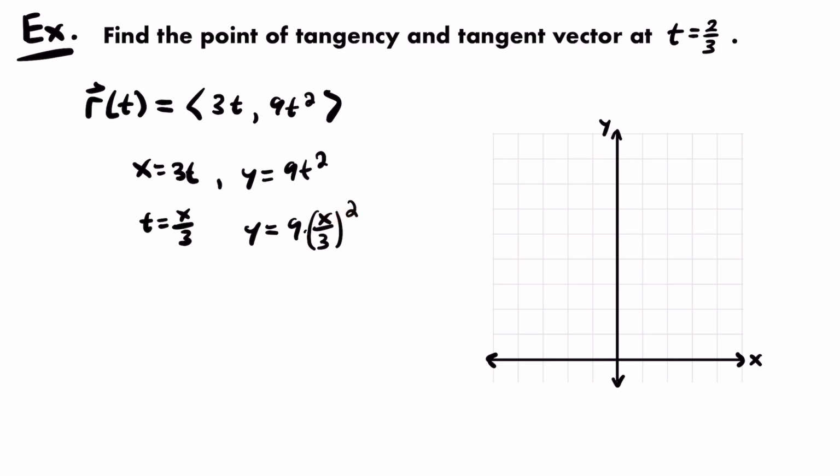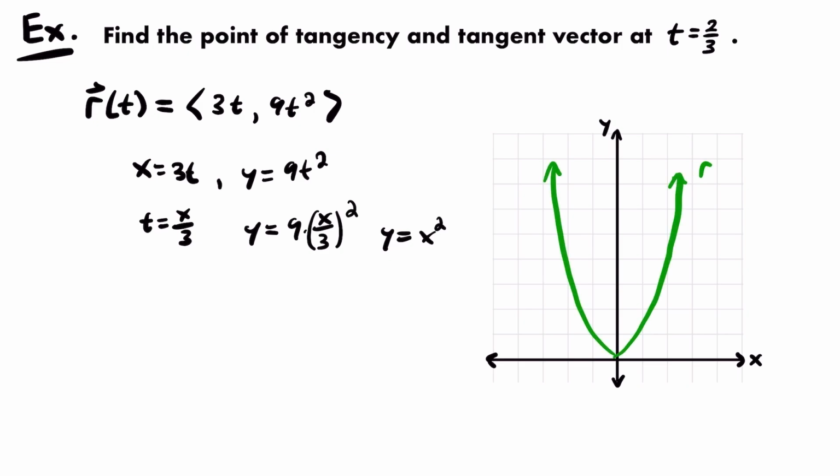Now x squared will be x squared, and 3 squared is 9, so we have 9 divided by 9, and those two values cancel out, giving us y equals x squared. A pretty simple equation. We are very familiar with the graph of y equals x squared. It's your very basic parabola, so I'll draw that here real quick. It will look something like this.